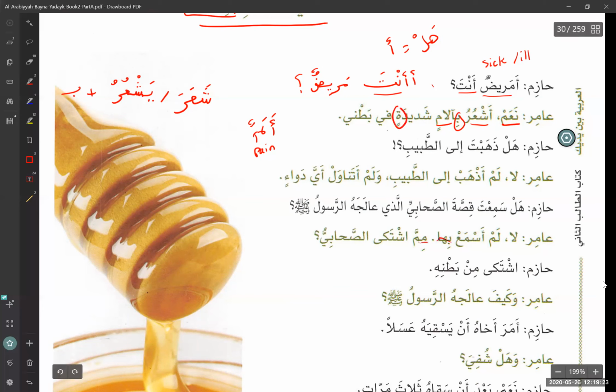Why do we have the marbuta here? Because alam is a plural, and we know the rule. For the broken plural of unintellect, غير عاقل, we use feminine adjectives. So where does he feel pain? في بطني. Okay, in the stomach. It could be stomach or belly. Okay.